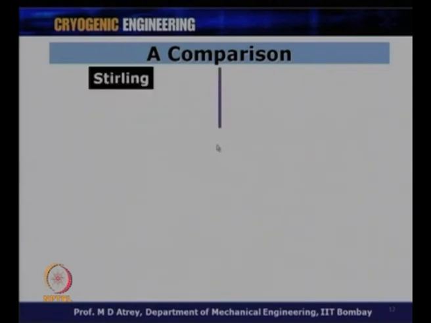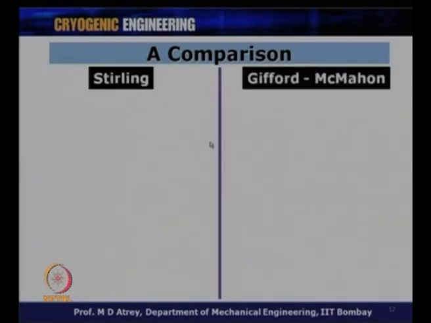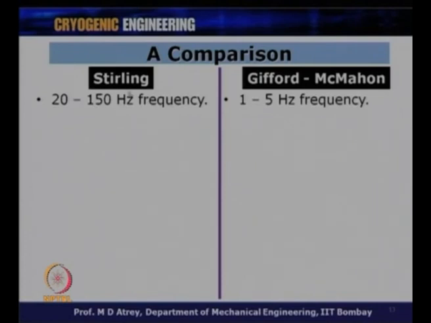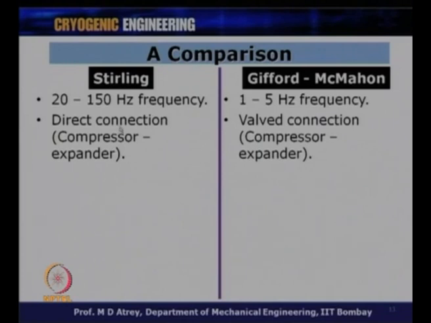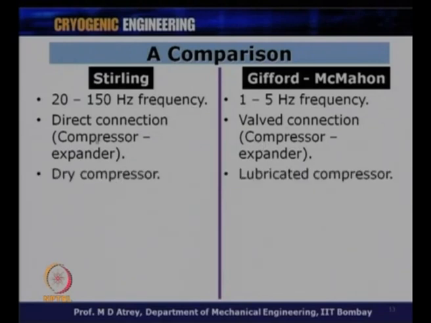So, I just want to compare in short a Stirling cycle with a Gifford-McMahon cycle. I have explained all these things. A Stirling cycle is a high frequency machine of around 20 to 150 hertz, while a Gifford-McMahon is 1 to 5 hertz, a low frequency machine. You have a direct connection, with the compressor directly connected to the expander without a valve, while in the other you have a valve connection between the compressor and expander, which is what we talked about. When the compressor is directly connected to the expander, I cannot use any lubricant in the Stirling cycle compressor, and therefore it uses a lubrication-free compressor, which is what we call a dry compressor.